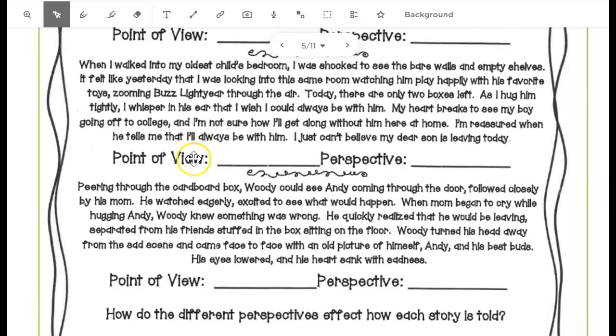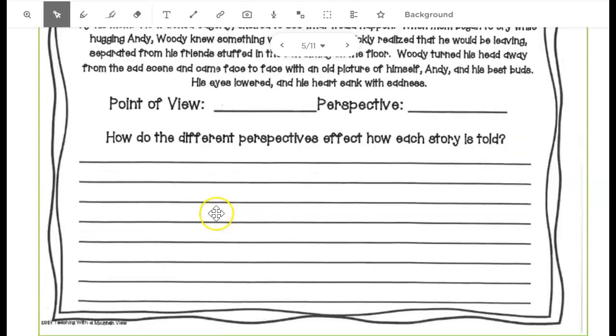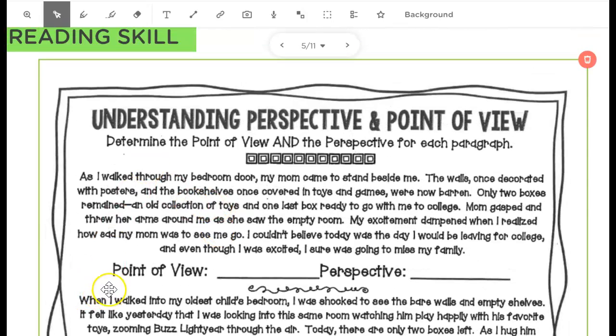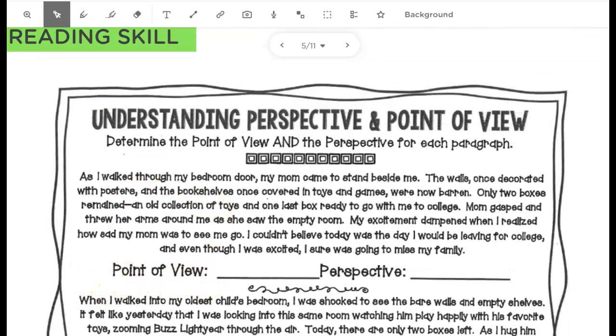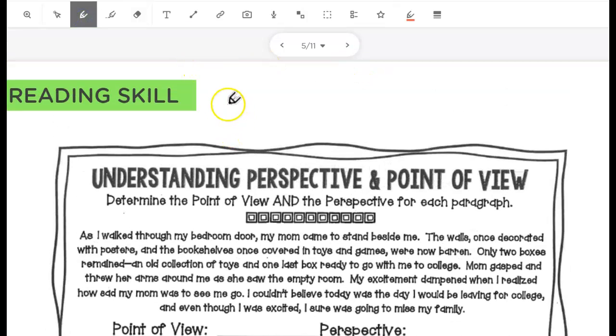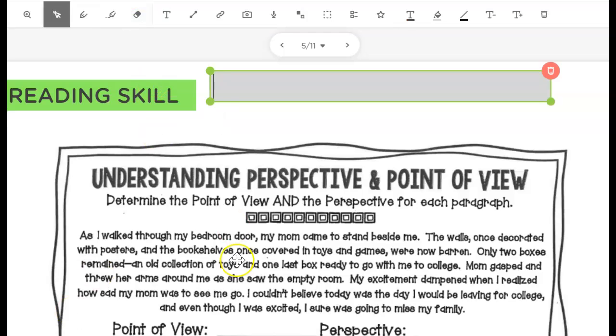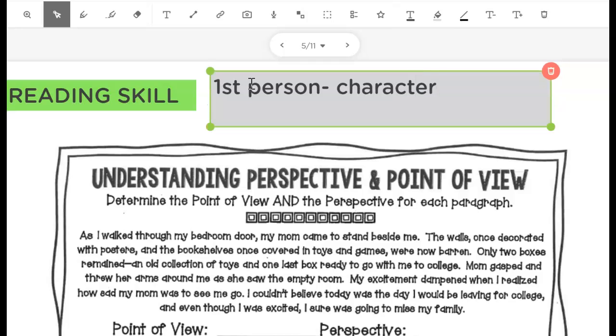Now, for these next couple, you will be doing them on your own, and you will be pointing out what is the point of view. We looked at two points of view. First person, which is from one character's point of view, and third person, which is from the narrator or author's point of view.